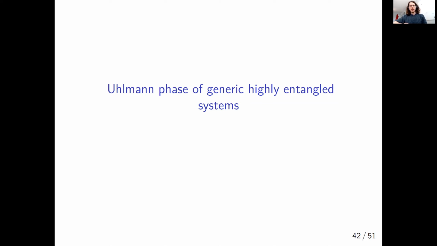So to explore this, I'm going to present a formula for the Uhlmann phase of a generic highly entangled system. And I won't make any assumptions that this system is holographic, but nevertheless, we'll see that the formula has some suggestively holographic features in the classical limit.